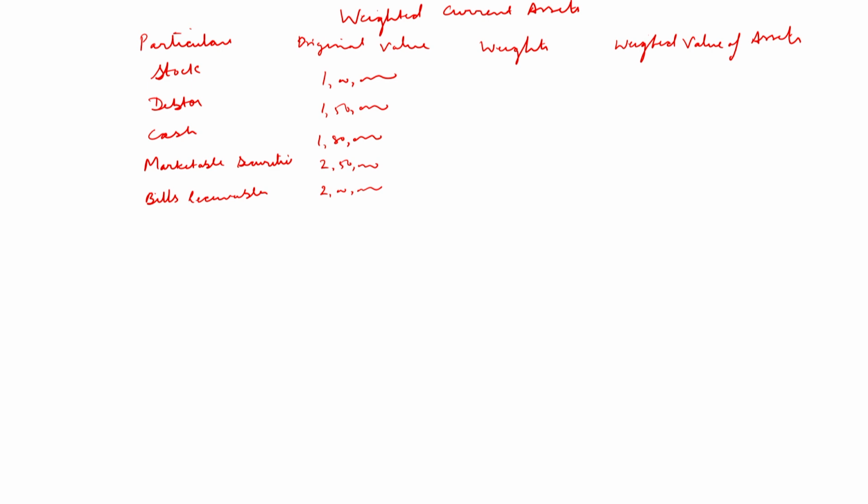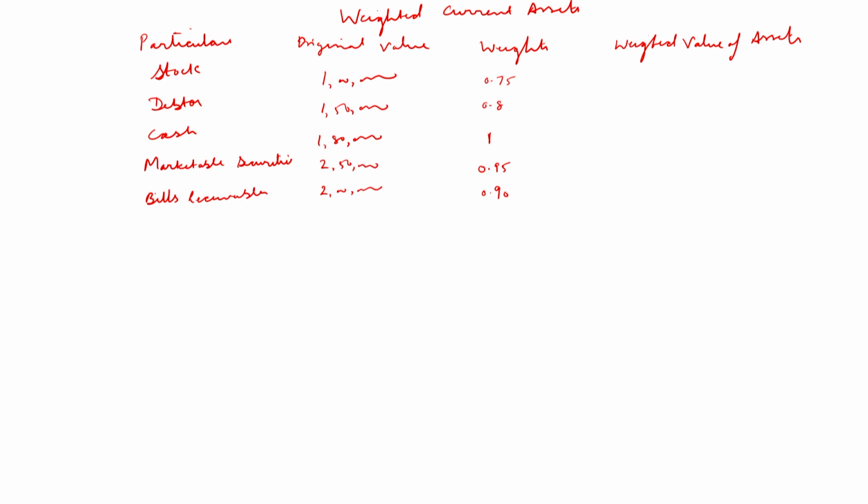Keeping in mind the conversion of the asset into cash, the cash will be given the highest weight, which is equal to 1. And the second asset that can be easily convertible into cash is the marketable securities, so we give it a weight of 0.95. Third in the category falls the bills receivable, so we give it a weight of 0.9. Then to debtors we give the weight of 0.8, and to the stock, keeping it last in the row, we give the weight of 0.75.